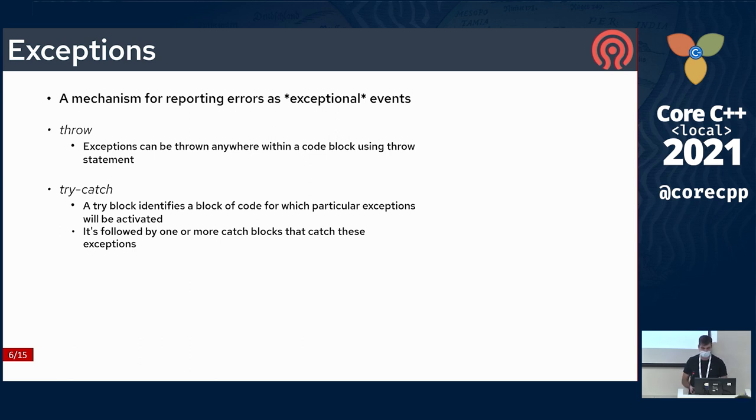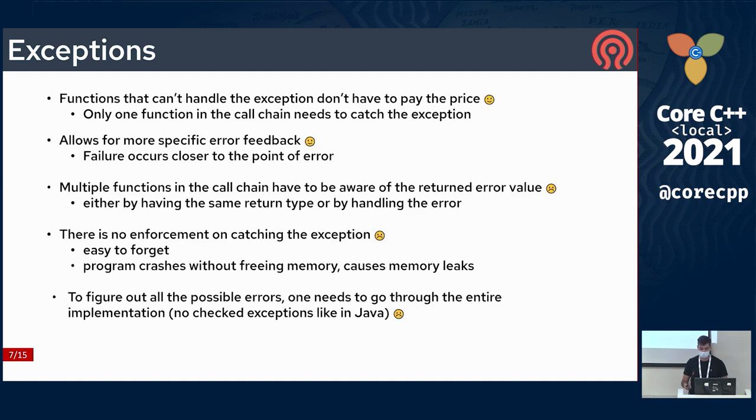Exceptions, so that is another mechanism for reporting errors as exceptional events. Basically, there are three keywords: throw, that's how you throw exceptions, and try and catch. The try block tells you that in this block there might be a piece of code that can throw an exception, and catch is responsible for handling it. So again, pros and cons about this approach.